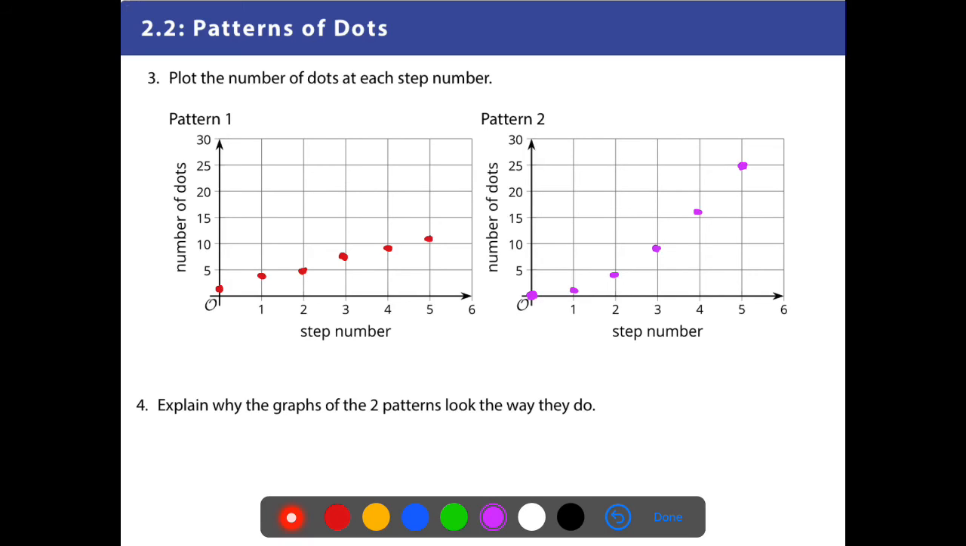The points representing the first pattern lie on a line because getting from one step to the next involves adding the same number of dots, which would be 2 dots. And the points representing the second pattern do not lie on a line, they curve upward because the number of dots added at each step increases from step to step.